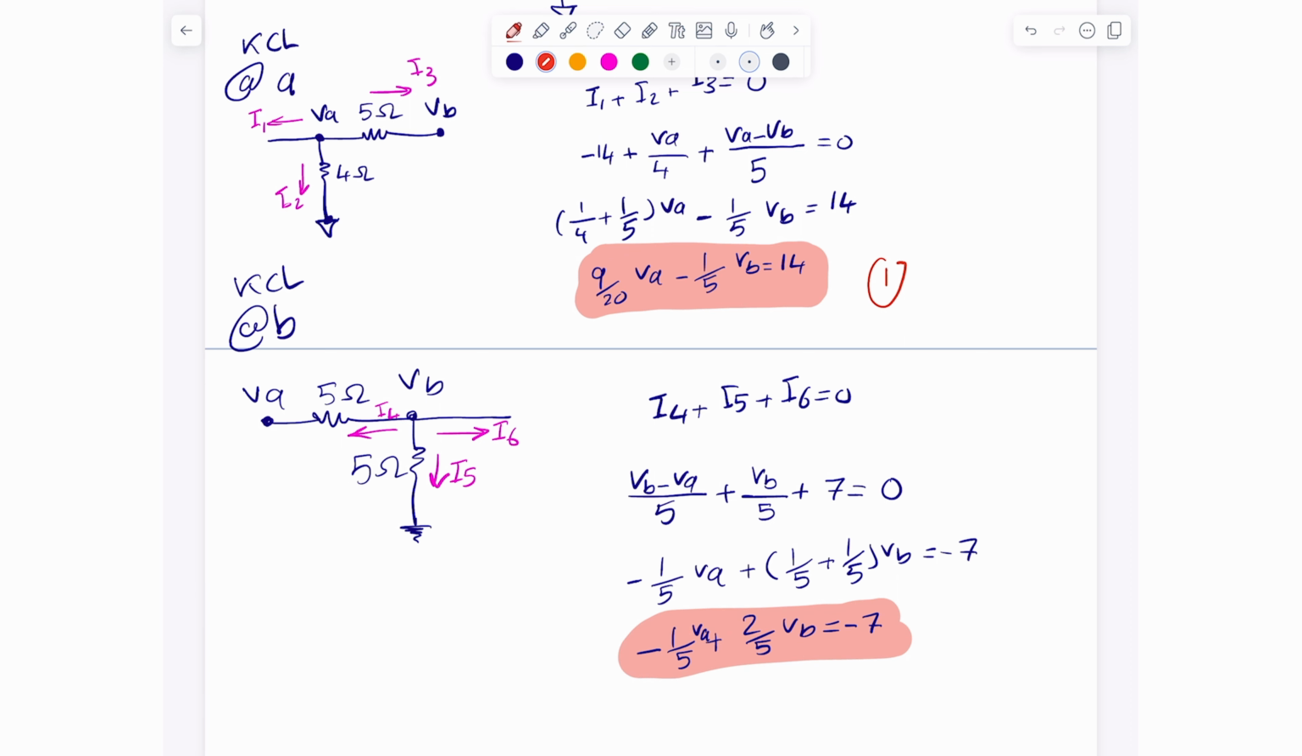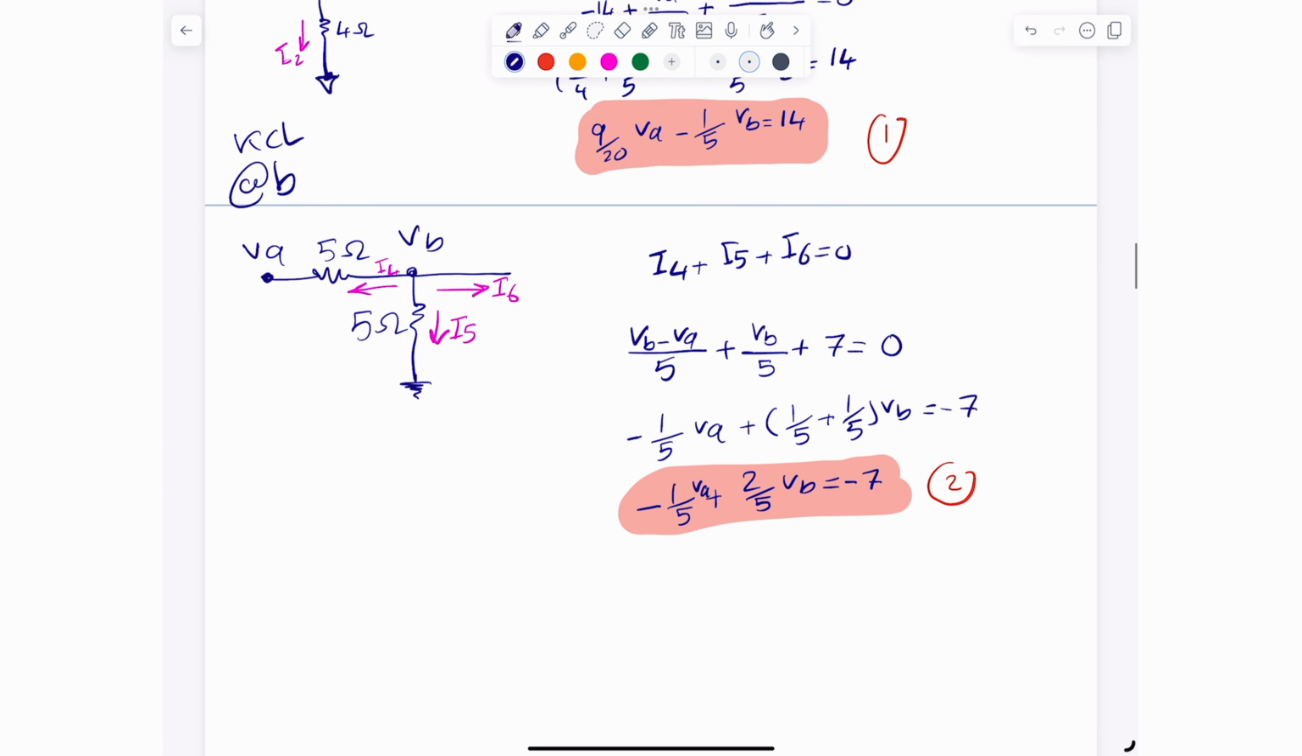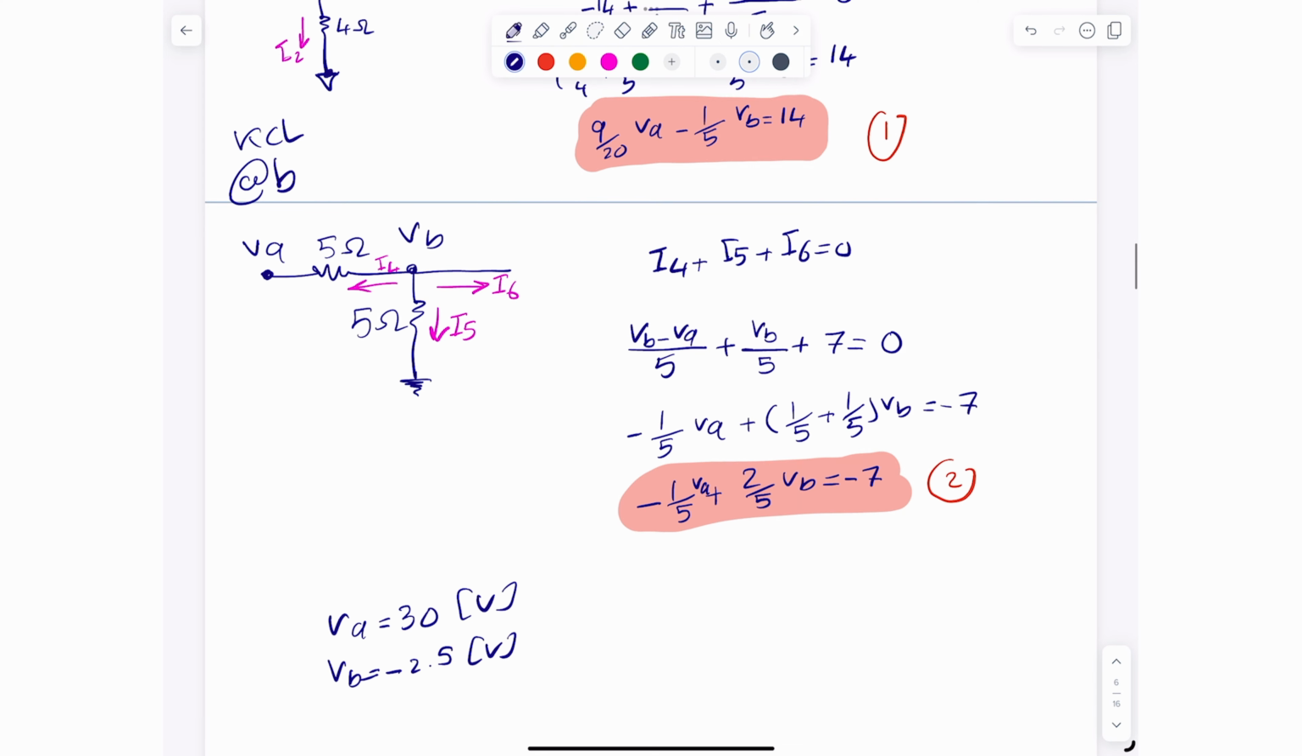All right, so now I have two equations, two unknowns. All I have to do is solve equation 1 and equation 2, and I'll be able to figure out what VA and VB are. Just simple two equations, two unknowns. You should end up with the solution that VA is simply 30 volts, and VB is simply negative 2.5 volts. Now, knowing this, I go back to the circuit.